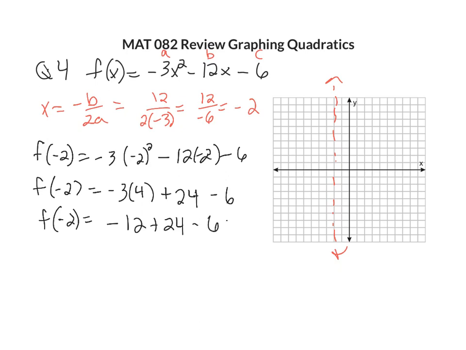And then minus 6 will give us the y-coordinate of our vertex is at 6. So we have the point negative 2, 6. That will be on our axis of symmetry. So right there. And then our y-intercept is at negative 6, which we can find from looking up here at the function, the only number without an x.